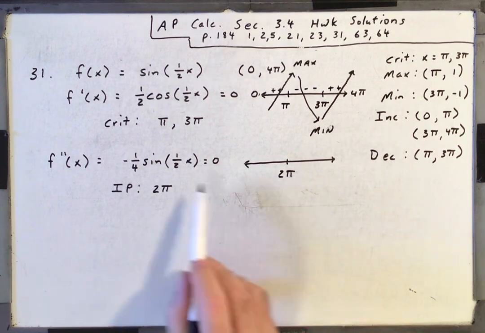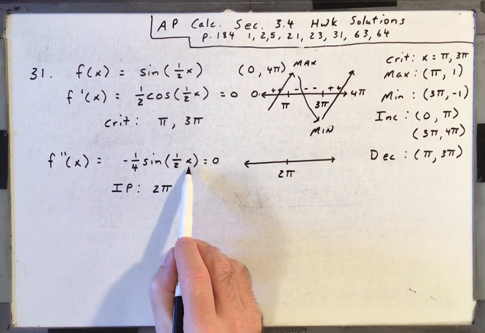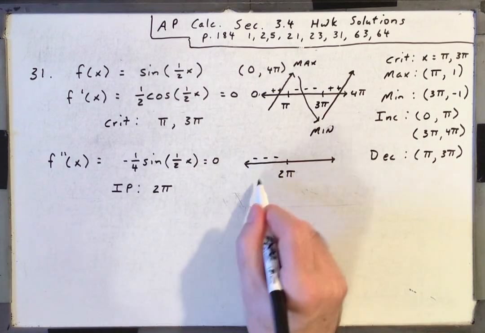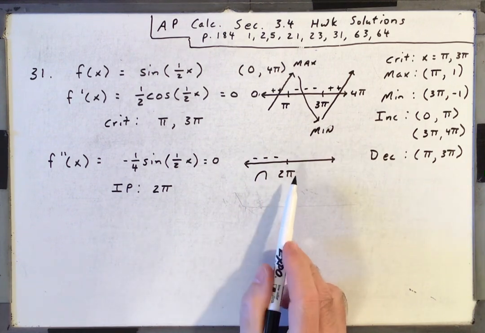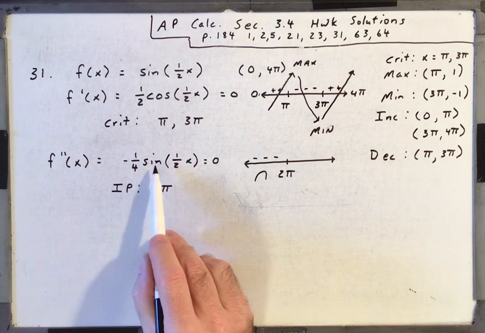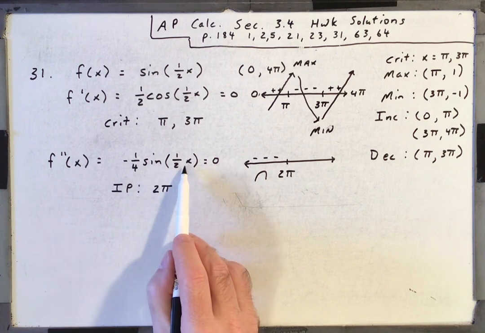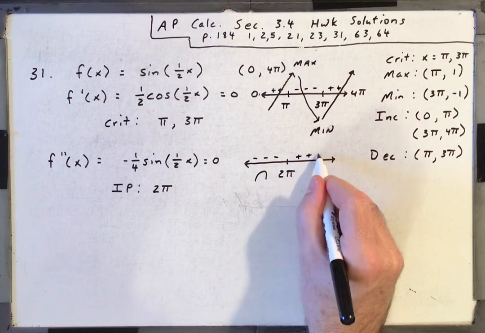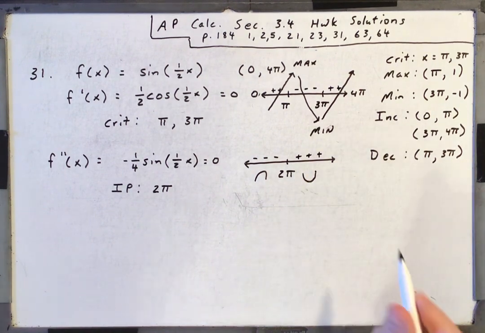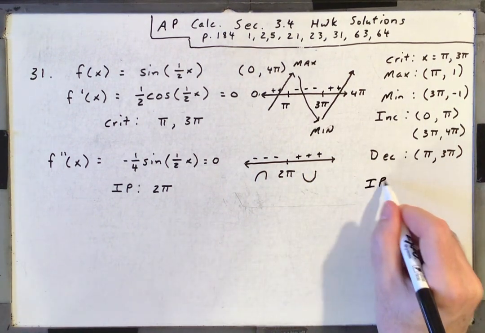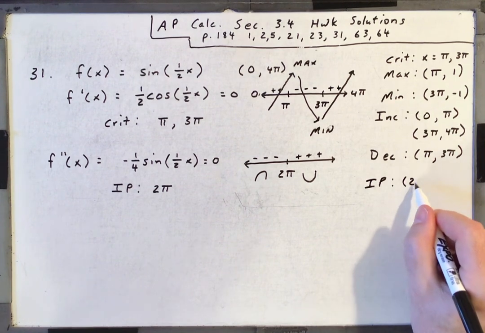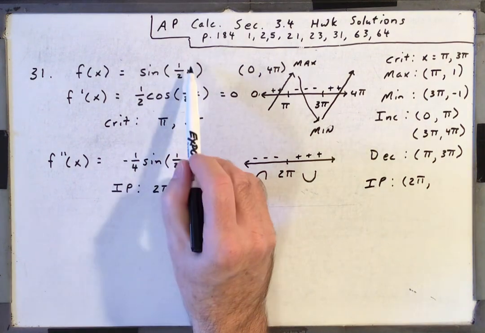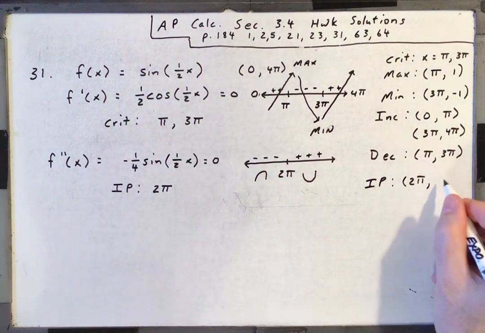So to the left of 2 pi, let's pick pi. Pi over 2, the sine of that is 1 times negative 1/4. That'd be negative, so we are concave down. And if we put in 3 pi, sine of 3 pi over 2, that'd be negative 1 times negative 1/4. That'd be positive. So our inflection point occurs at 2 pi. And when we plug in 2 pi, that'd be sine of pi, which is 0.